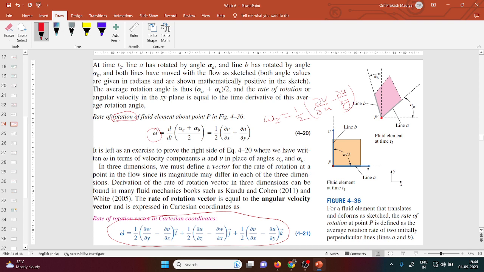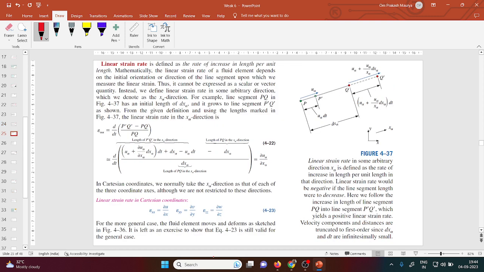This you can easily understand. If the rotation is about x, then what will the plane be? The plane will be y and z. If you want to write the rotation about the y axis, then you take the plane x and z. If you want to write the rotation about the z axis, your plane should be x and y. So this is the concept.